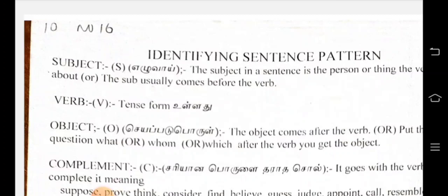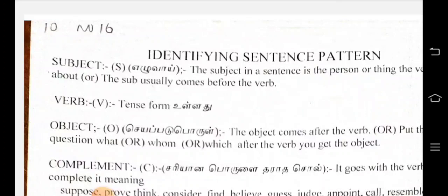Then next, what is meant by object? The object comes after the verb. Already I have told you, the object comes after the verb, not before the verb. Before the verb is called the subject. Put the question mark: in other words, we can say what, whom or which after the verb, and you get the object.